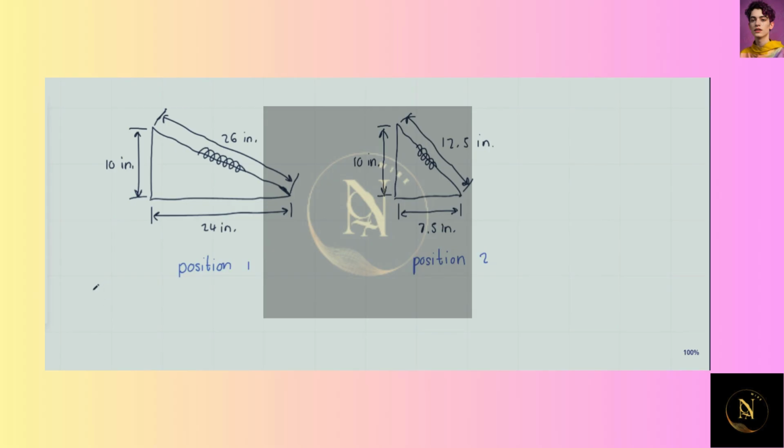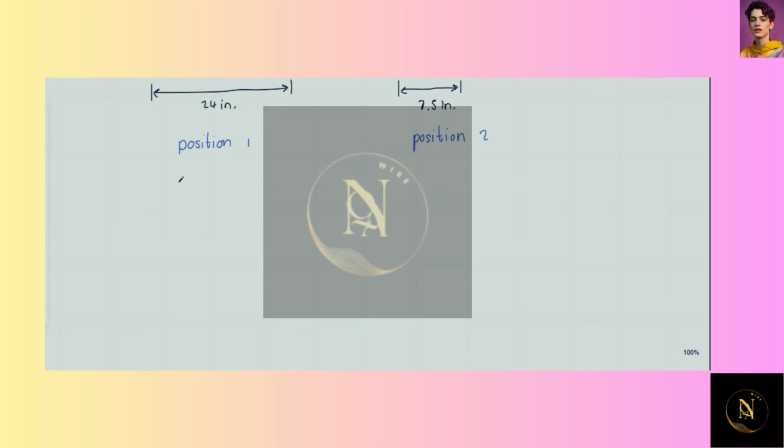For this problem, we'll draw a diagram of our spring in each position. In position 1, which is initially, the spring has length 26 inches. This is from Pythagoras. In position 2, when the collar is closer to point A, the spring has length 12.5 inches. So first, let's calculate delta. Delta is the distance that the spring stretches in each case.